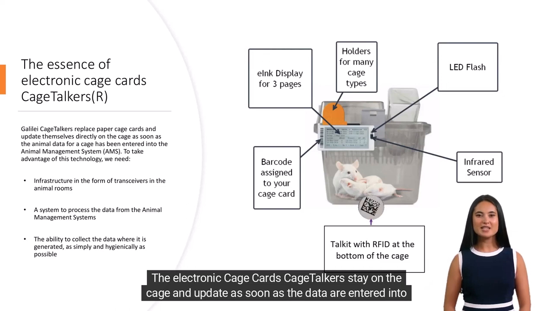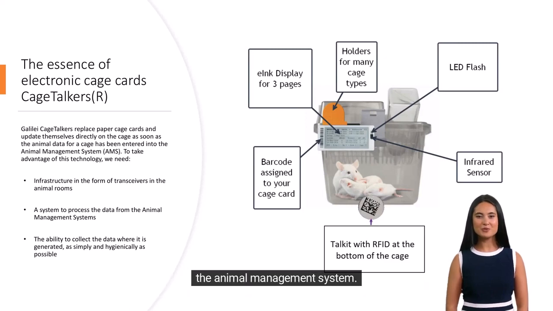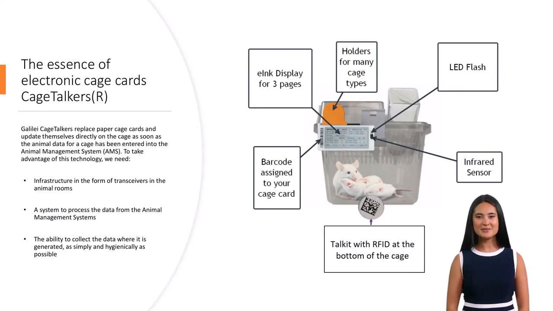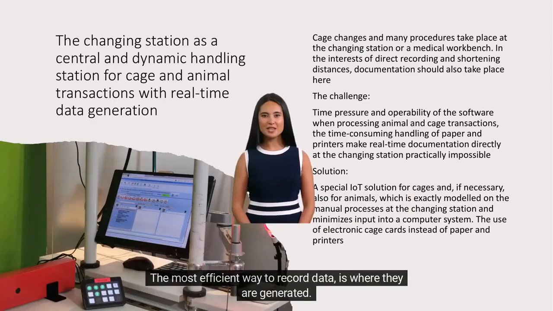The electronic cage cards, cage talkers, stay on the cage and update as soon as the data are entered into the animal management system. From the user's perspective, it is a seamless process with the AMS. The most efficient way to record data is where they are generated.